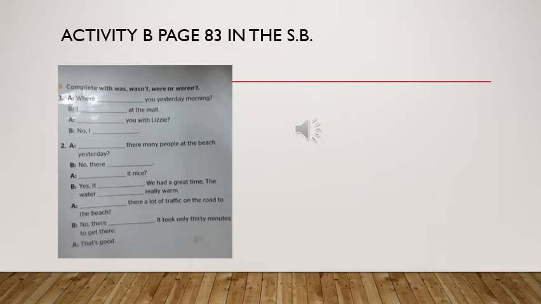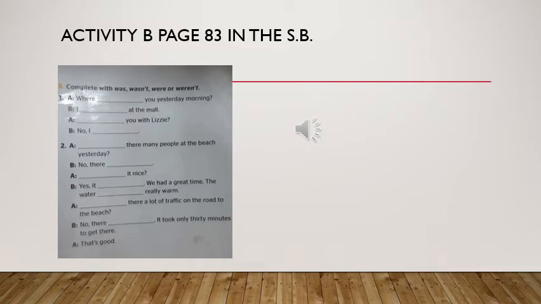You with Lizzie. So, you have you. So how do we start our question? With was or were? Yeah, with were, because we have you. So, were you with Lizzie? No, I wasn't. I wasn't because he said I. With I we use was or wasn't.